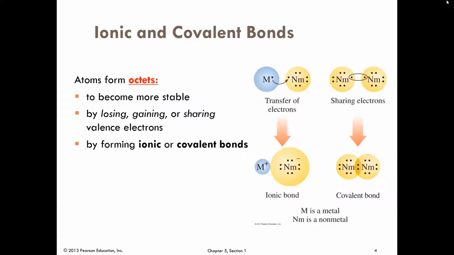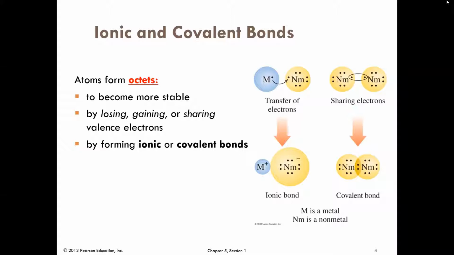So atoms are going to do this to become more stable overall. And we're either going to gain, lose, or share valence electrons. And remember, it's those outermost valence electrons that determine the chemical properties, the physical properties, and also the reactions that are going to happen. And we're going to do this by forming either an ionic bond or a covalent bond. This is how we're going to reach our stability.